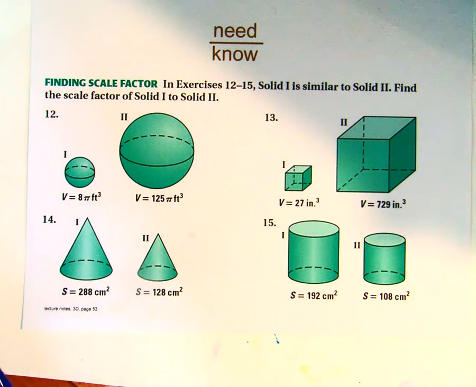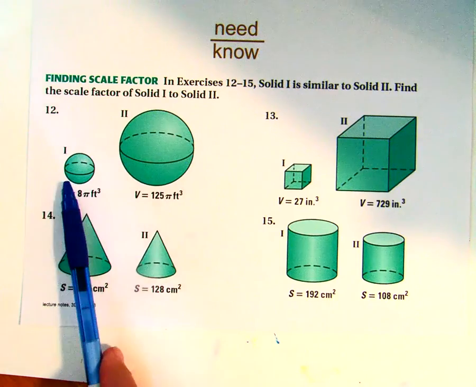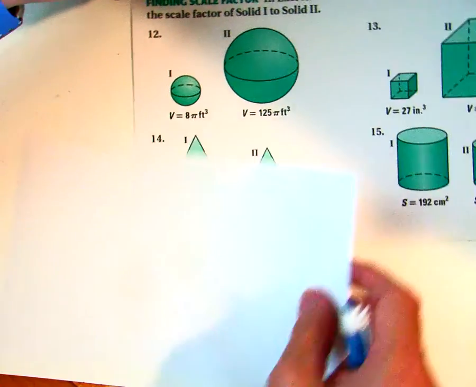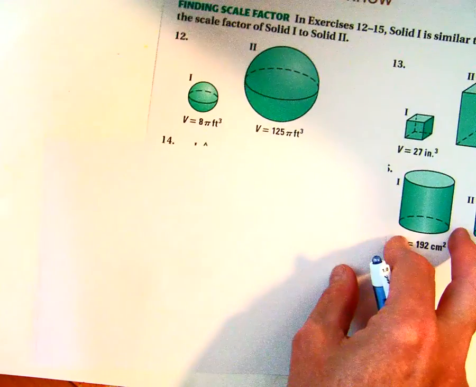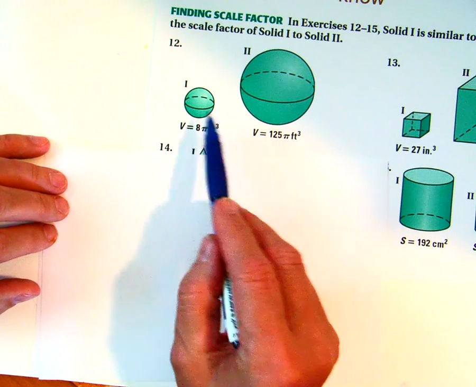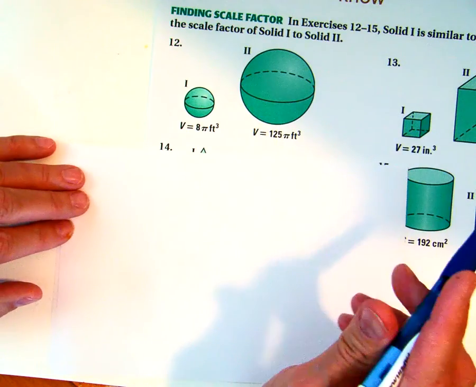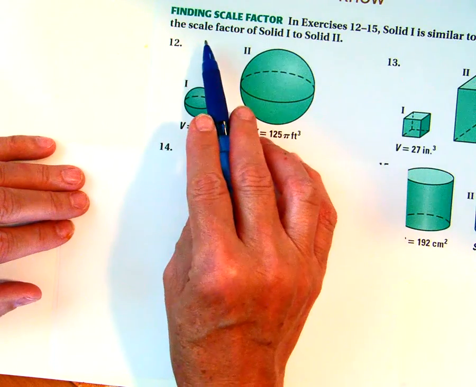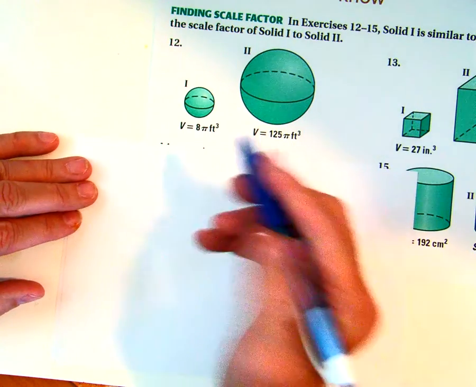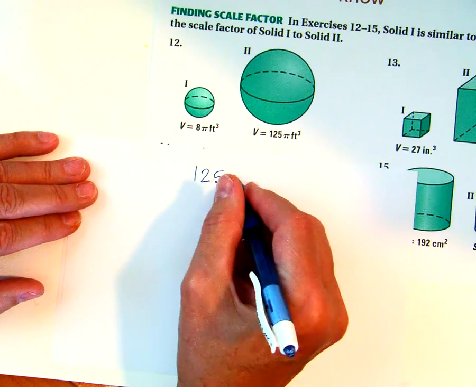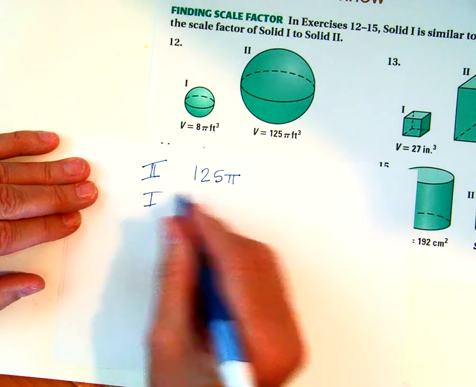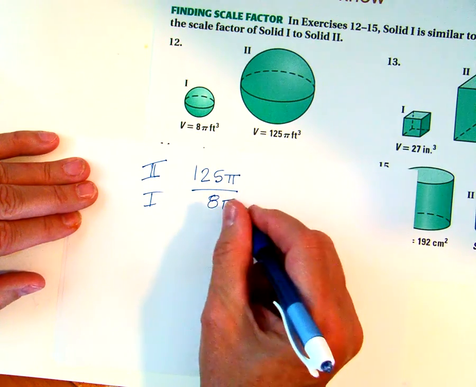to remember how to do it. If I'm going from here to here, I need this one, I know this one. So how that would work, I'll look here at the first one with the balls. Okay. So that would be need over know. The one I'm looking to go to, I'm assuming I'm going this direction. It'll work either way. The reason it's asking is it tells me to go from 1 to 2. So 2 is where I'm going to. So that'll be 125 pi, the volume of 2, and then the volume of 1 is 8 pi.